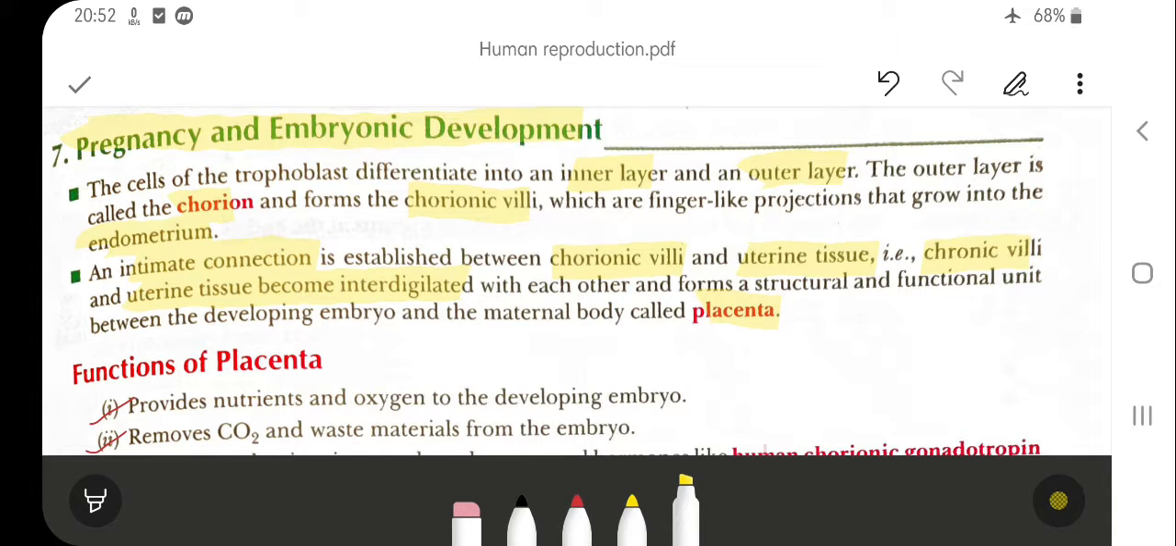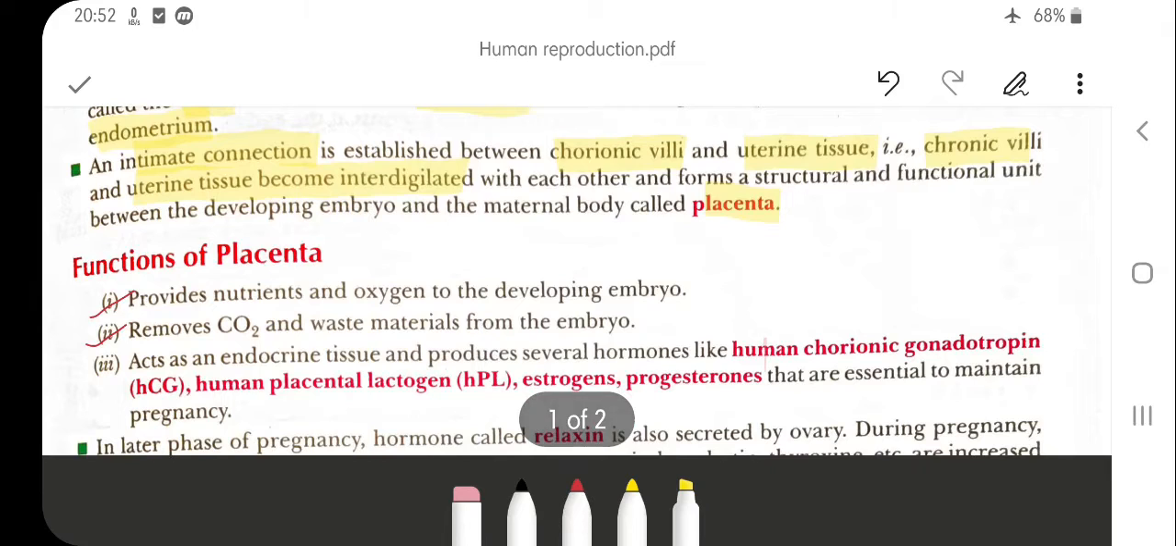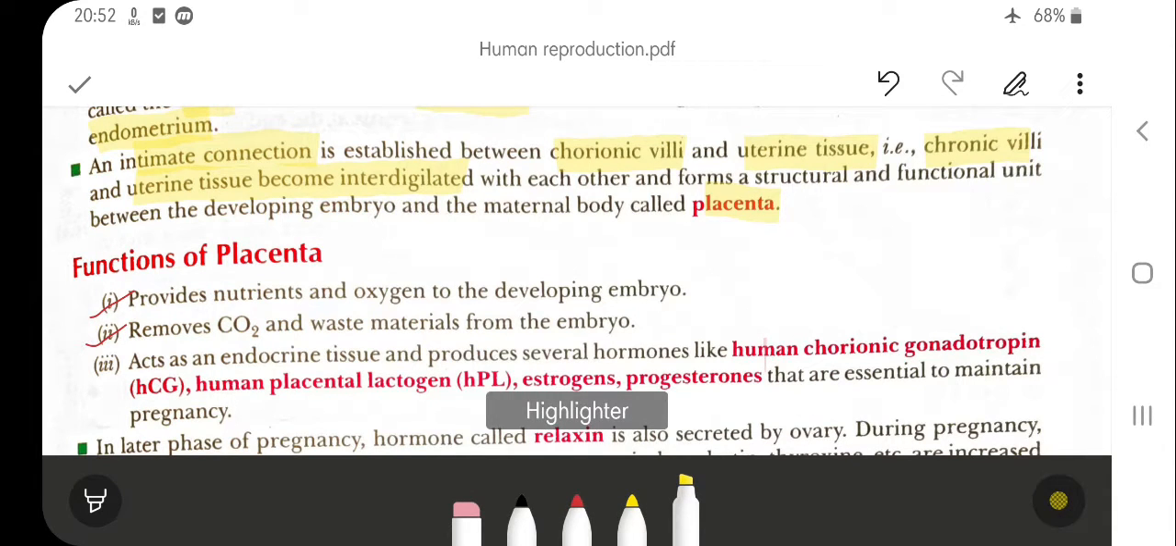And that placenta plays a very important role during pregnancy. The first and very important function is to provide nutrients and oxygen to the developing embryo and remove CO2 and waste material from the embryo. So these are the important functions. That is how the exchange of nutrients and oxygen takes place between the mother and the embryo.